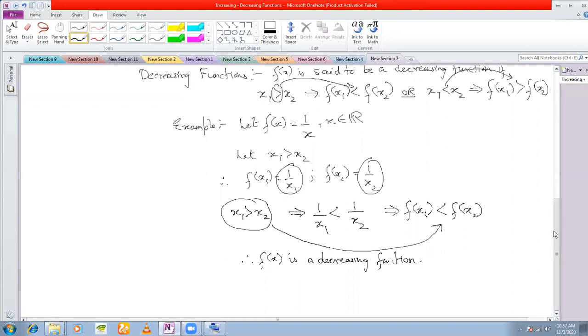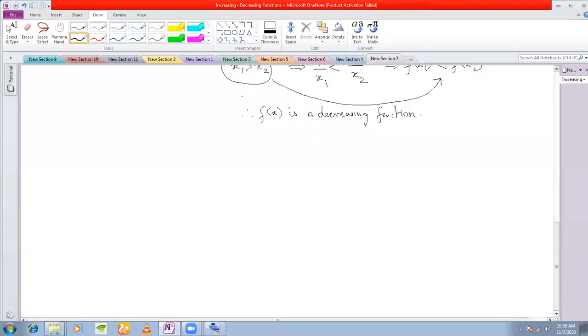Next, what we are going to discuss here is your condition for how to check with the help of differentiation whether a function is increasing or a decreasing function. How to check whether a function is increasing and decreasing with the help of derivative, with the help of differentiation. Increasing functions.